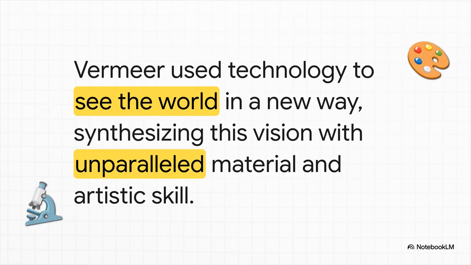So, in the end, our forensic analysis shows an artist at the absolute peak of his powers. Vermeer used the technology of his day not as a crutch, but as a tool to unlock a completely new way of seeing the world. He then took that unique vision and combined it with flawless technique and the best materials money could buy. He proved himself to be a master of both art and science.